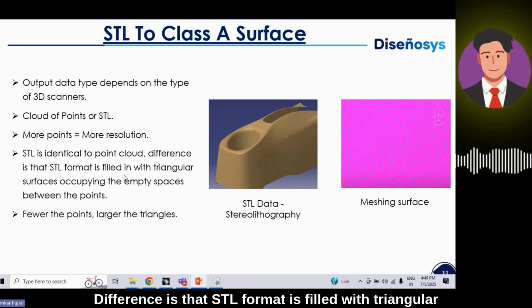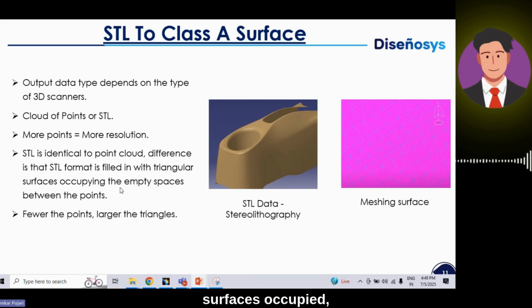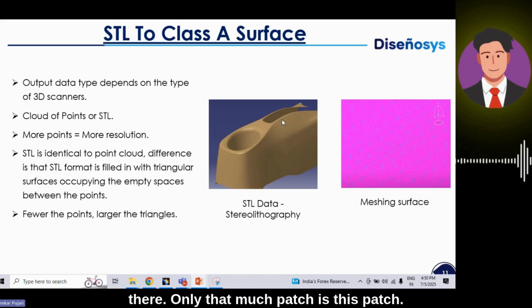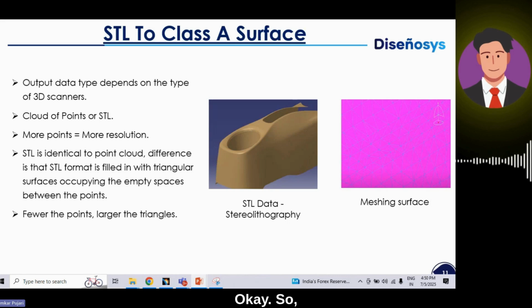The difference is that the STL format is filled with triangular surfaces occupying the empty spaces. Once you get the point cloud data, the space between the points is filled. This is very zoomed in, which means this can be only this much patch, even the pointer of the mouse is there. Only that much patch is this patch. It is totally zoomed in.